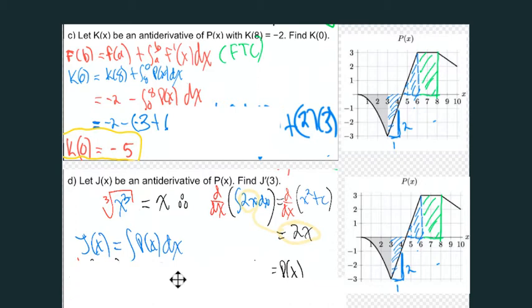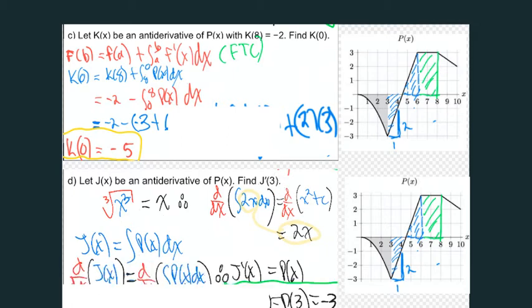So let's look at how they defined this. They said j of x is an antiderivative of p of x. J of x is some integral of p of x. Okay, that's taking this sentence here and putting it into notation. But then it says get j prime at 3. Well, folks, what is the derivative of j of x? That's just j prime. What's the derivative of the integral? It just gets rid of the integral, and I'm left with p. It's an undoing function. So j prime of x is then p of x.